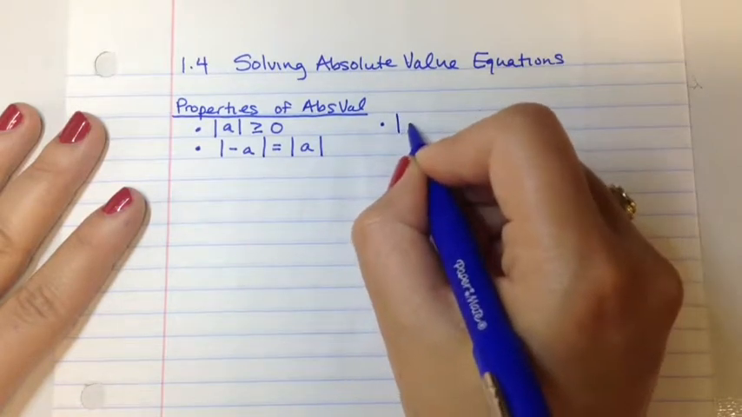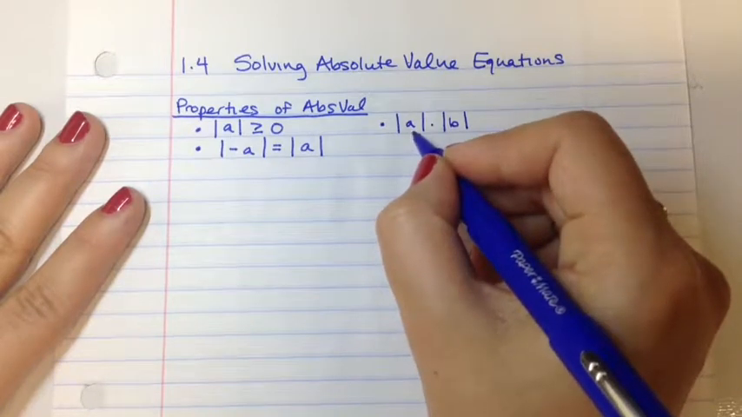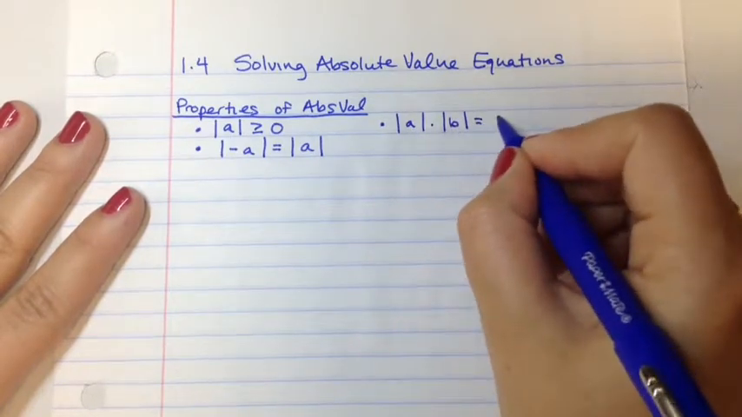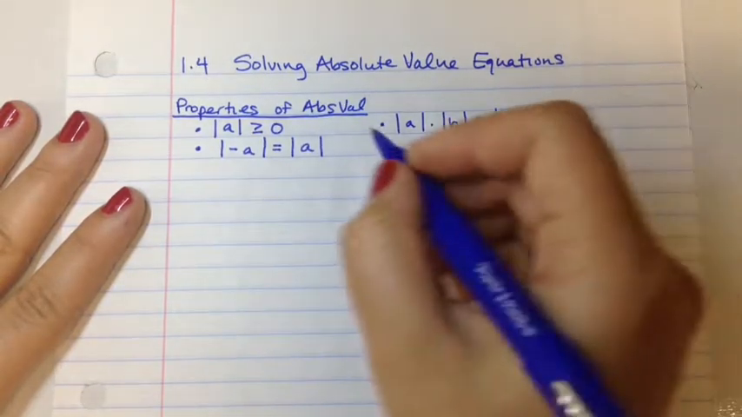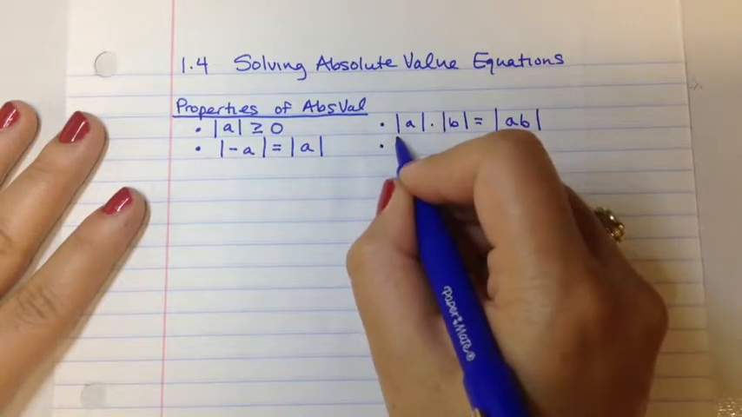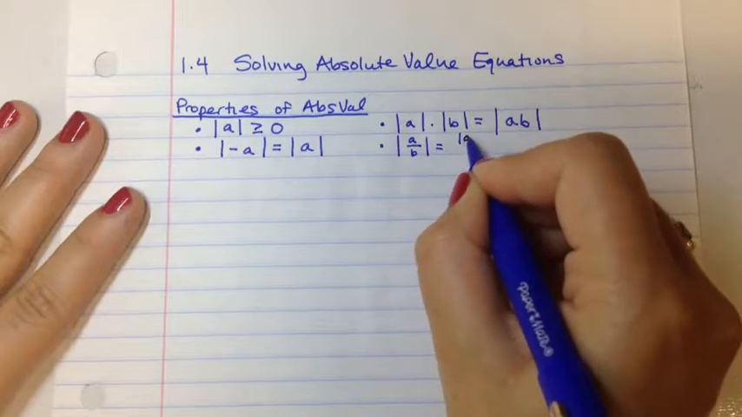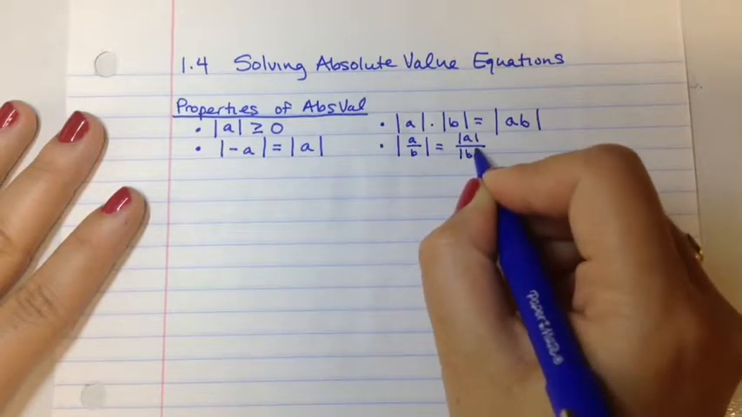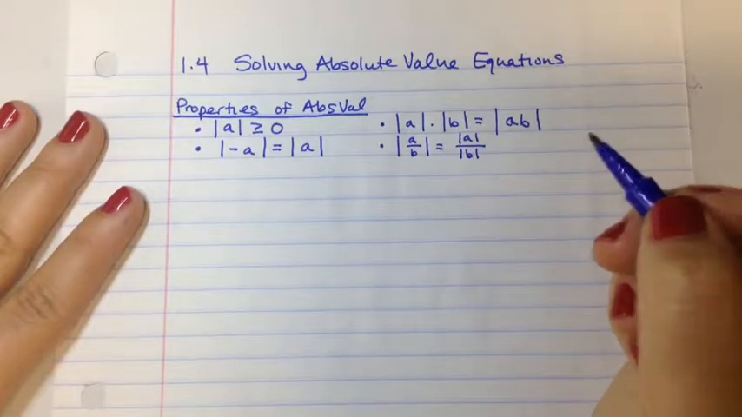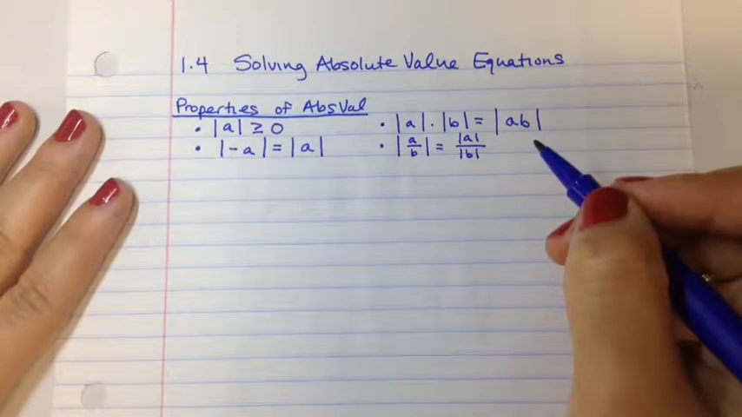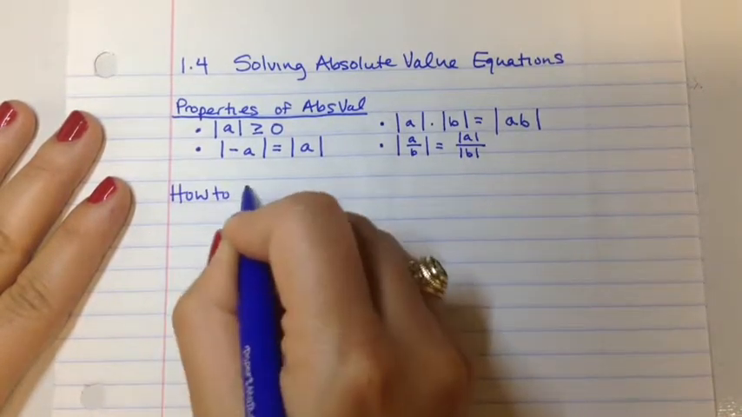The third property is a multiplication property. If I am multiplying the absolute value of A times the absolute value of B, I can simplify that down to the absolute value of A times B. It follows suit then that the absolute value of A divided by B can be separated to the absolute value of A divided by the absolute value of B. Those are the four basic properties of absolute values, and we'll be using these ideas during our notes. Okay, how to solve them.